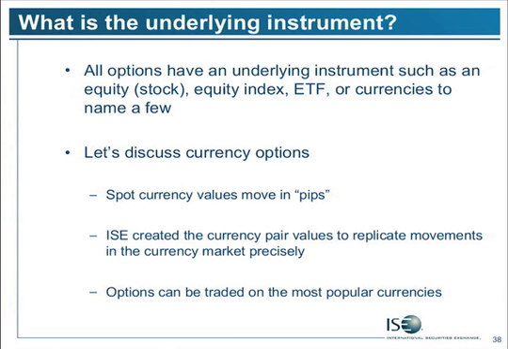So what's the underlying instrument? It's basically an index. We take the currency pair and we multiply it, in many cases by 100. So the spot values, of course, move in pips. We at the ISE created these currency pair values to replicate the movements in the currency market. And options can be traded on most of the popular currencies, and we're always adding more.